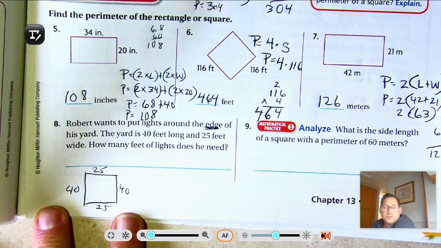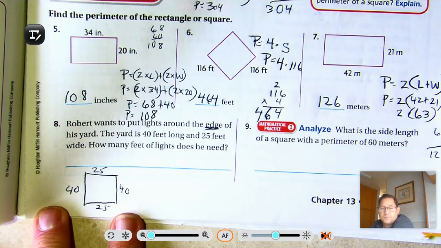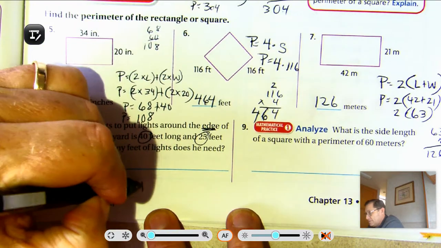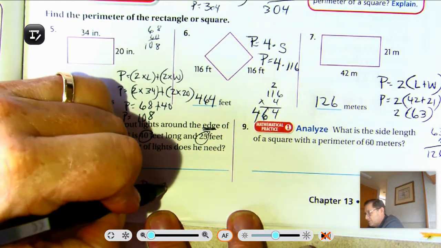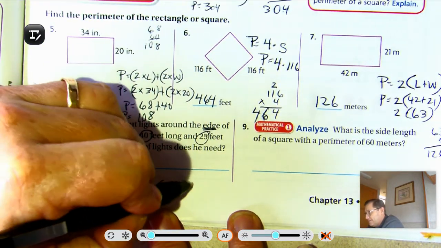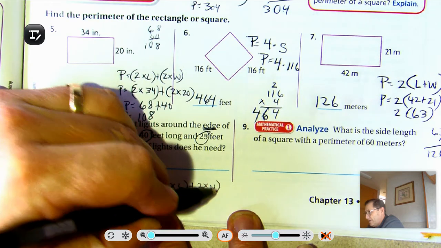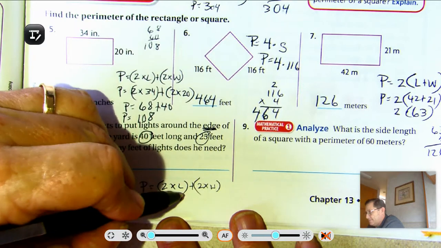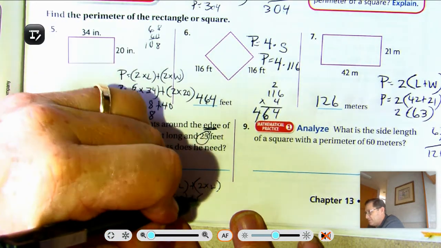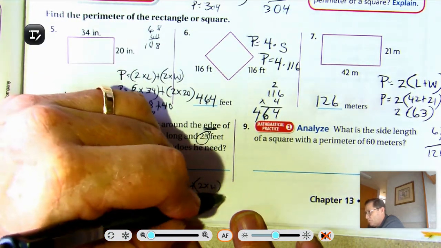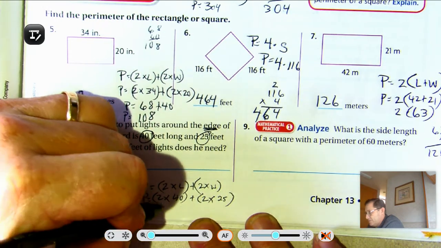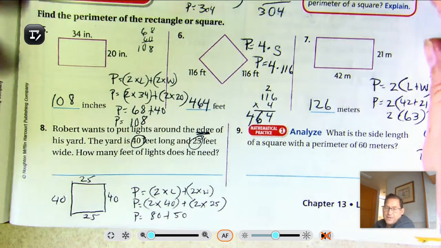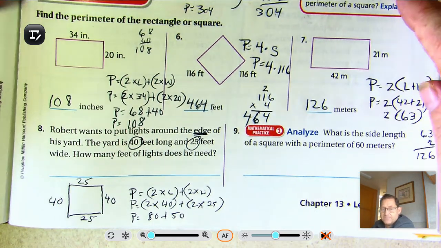So it's often helpful to draw a picture of what they're referring to. So we're going to use 40 feet long, 25 feet wide. So the perimeter equals 2 times the length plus 2 times the width. So 2 times the length is 40. 2 times 40 plus 2 times 25, the width. So P equals 80 plus 50. 40 and 40 is 80. 25 and 25 is 50.